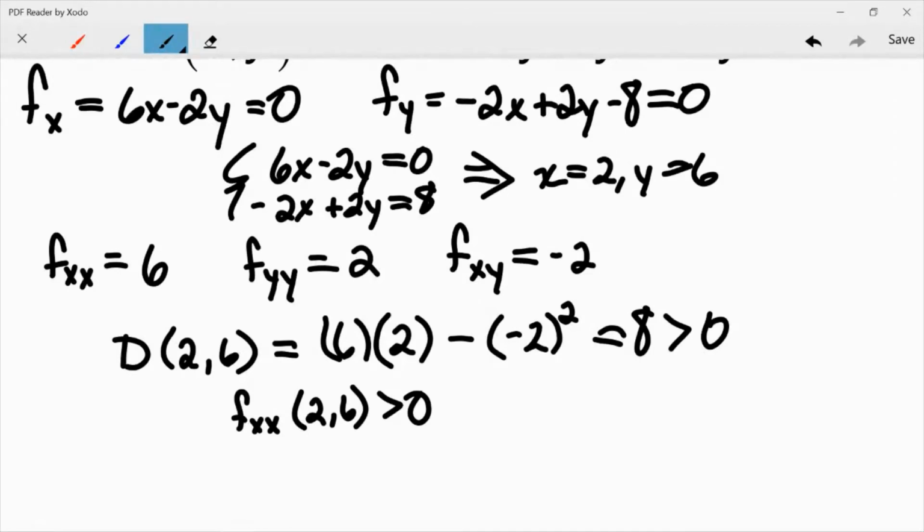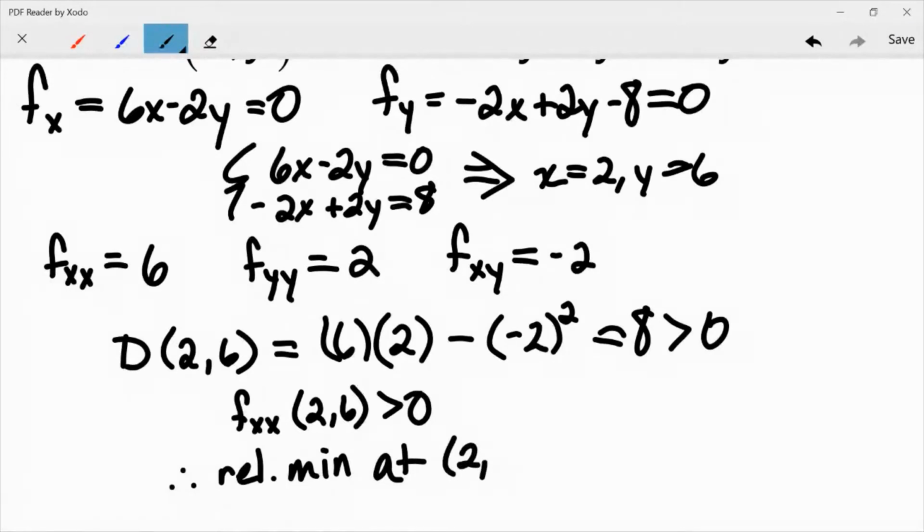The determinant being positive tells me we're concave up in every direction, which means at this critical point, we actually have a minimum value. So we can say, therefore, there's a relative min or minimum value at the point (2, 6).